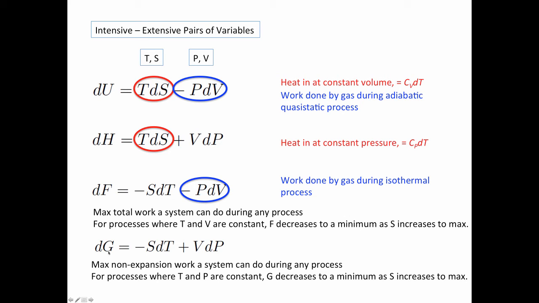The change in the Gibbs free energy between the start and end points of any process is equal to the maximum non-expansion work a system can do during any process. And for processes where temperature and pressure are constant, it's the Gibbs free energy that decreases to a minimum as entropy increases to a maximum as the system tries to find equilibrium.